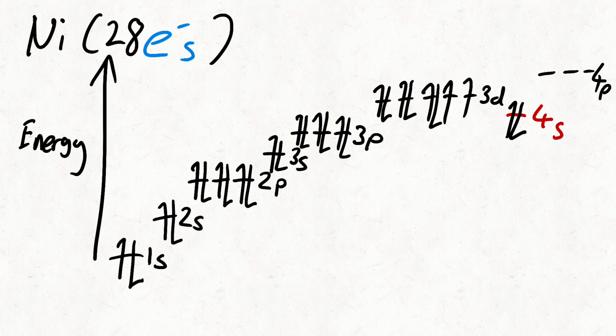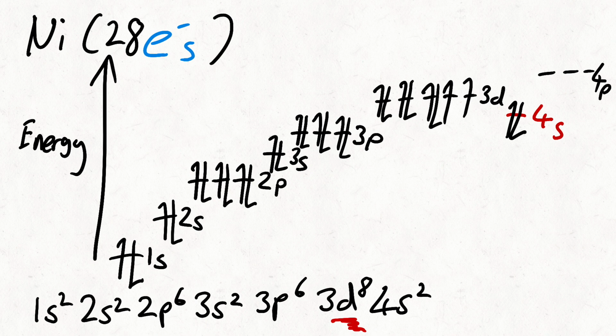For example, nickel has 28 electrons, and its electronic configuration is 1s2, 2s2, 2p6, 3s2, 3p6, 3d8, and 4s2.